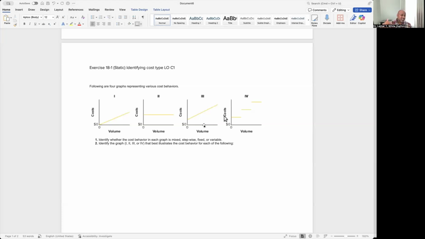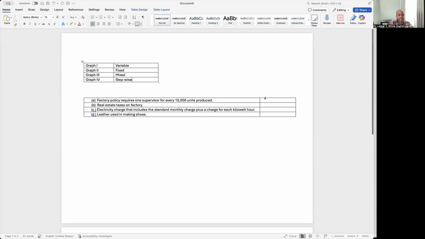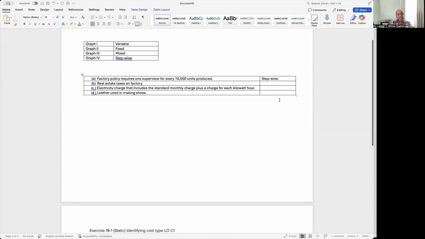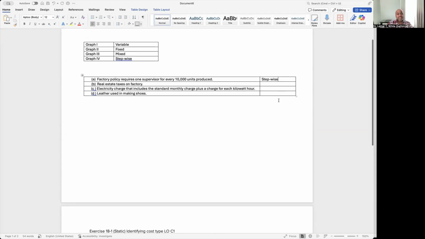When you go up to another level now, beyond 10,000, so 10,001 to 20,000, you're going to have 2 supervisors. So now you have an additional fixed cost. So this is going to be a stepwise cost strategy. Okay.